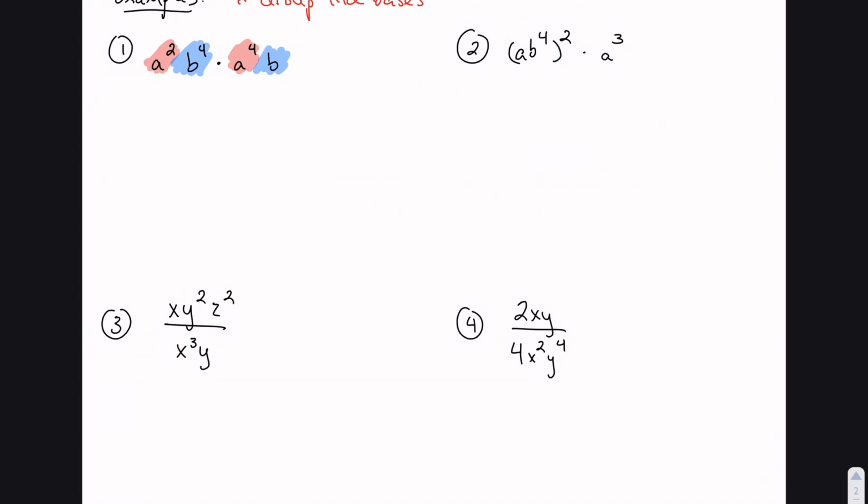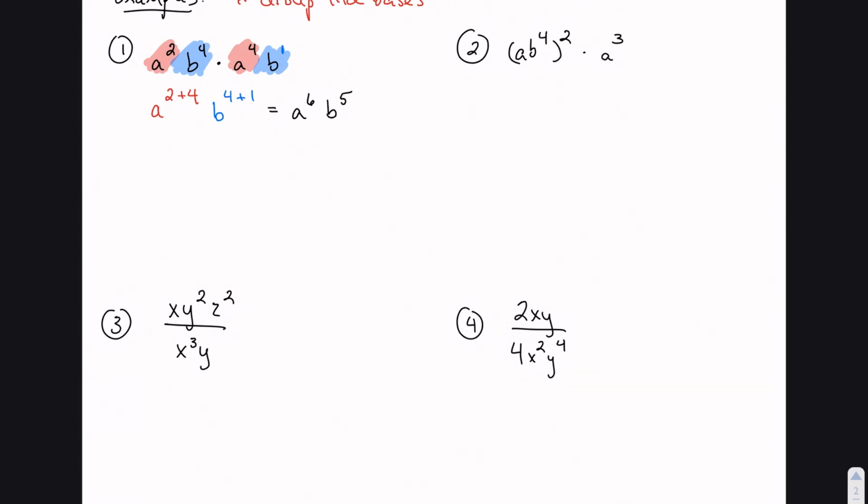So if I look at this, I'm going to say, well, I'm multiplying everything together, right? Everything here is multiplication. So I'm going to add everything. So this is going to be 2 plus 4, right? And then b to the 4 plus, if there's nothing written here, we're going to assume it's a 1. So this is 4 plus 1. So just to simplify this, I get a to the 6th, b to the 5th.